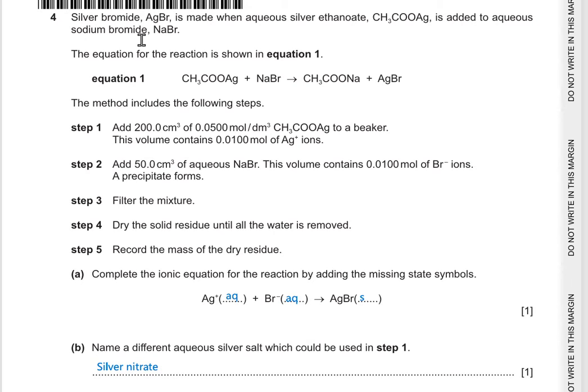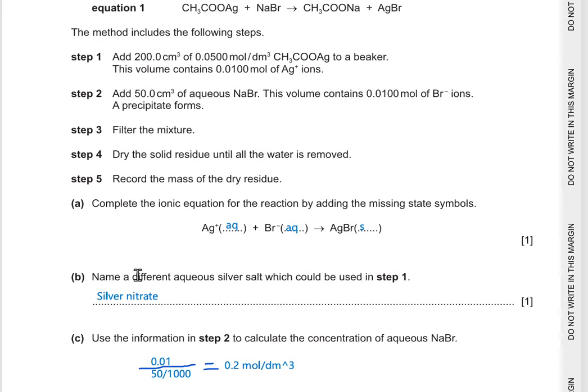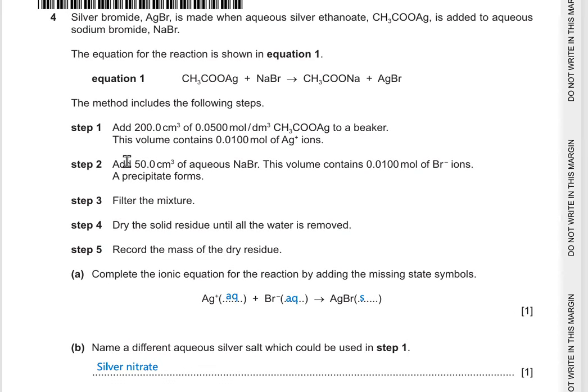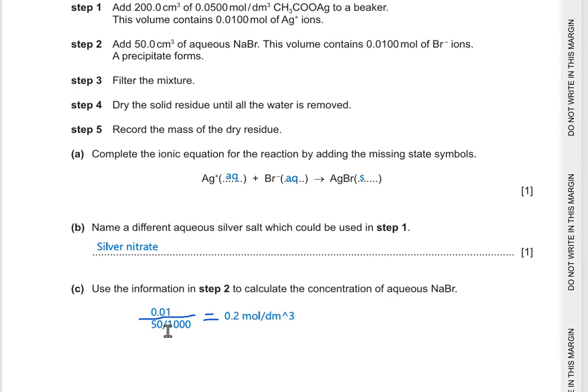To AgBr, it doesn't tell us. Wait, it actually tells us a precipitate forms, but we're not sure. But still, if we refer to that chapter on solubility of salts, we know AgBr is going to be solid. Name a different aqueous silver salt which could be used in step 1. In step 1, it will be silver nitrate, because all nitrates are soluble.